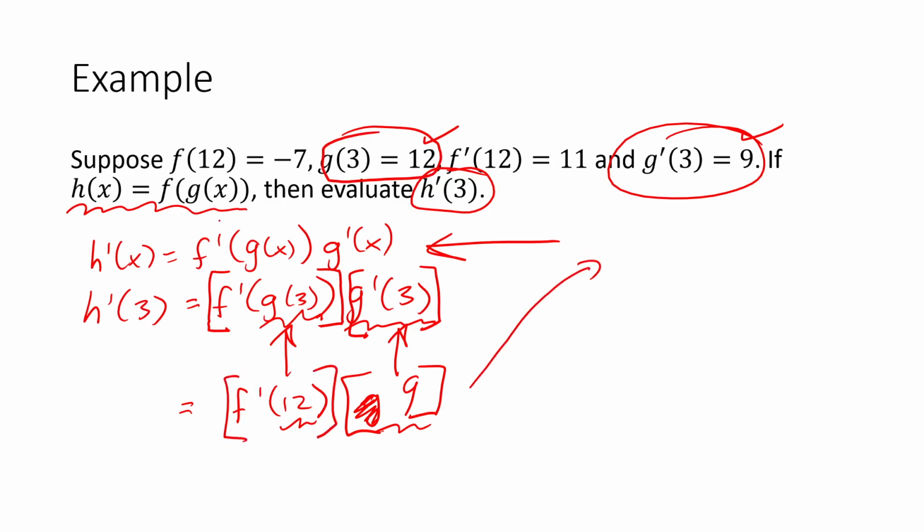So what does f prime at 12 equal? The question's kind enough to tell us it equals 11. So that first quantity is 11, the second quantity is 9, and 11 times 9 is 99. And there's our final answer.